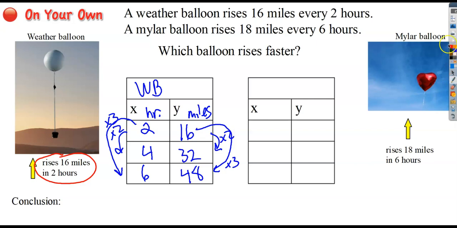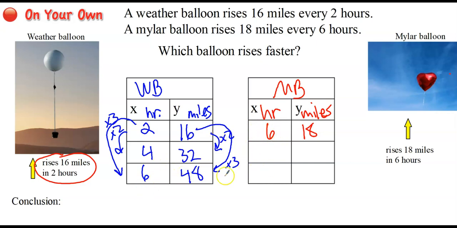And now I'll make a table for the Mylar balloon. Oops, not green, red. MB. X is still the hours, Y is the miles, and it tells me that after 6 hours, the Mylar balloon is 18 miles. Now, because the 6 and the 6, right, I already have a common time, which is great, because now I can already see that the weather balloon is rising faster.